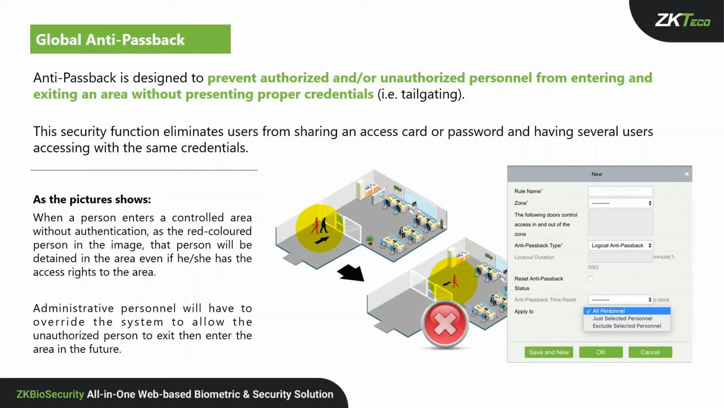And then there's the anti-passback type: logical anti-passback, and time and logical anti-passback. Logical anti-passback is the standard one, where you need to enter and then exit through whichever doors you want. But the time anti-passback is based on time. For example, you want this anti-passback to work only from 6 to 7 p.m. During that time, it will work as global anti-passback. But after 7:01, it will return to logical.